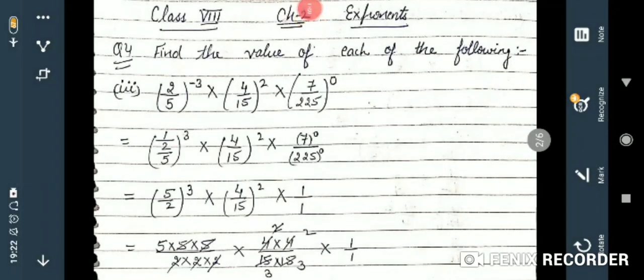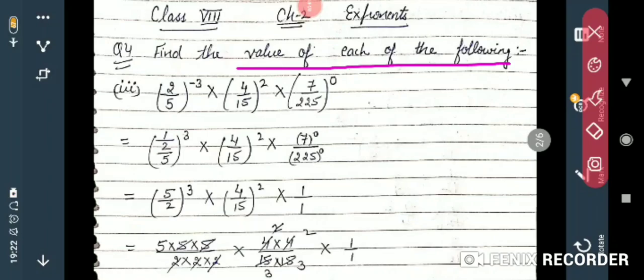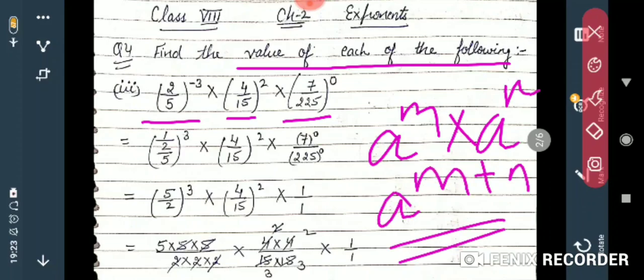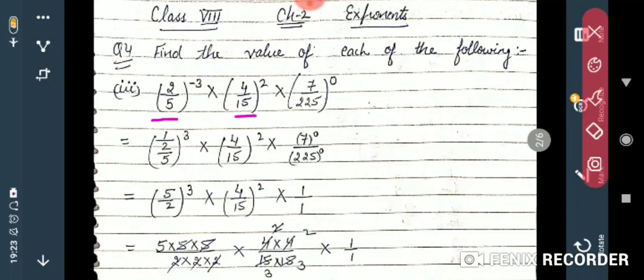Now next question, find the value of each of the following. The question is (2 by 5) to the power minus 3, (4 upon 15) to the power 2, (7 upon 225) to the power 0. Here we can't apply the case that if the powers are in multiplication then the powers are added. Why can't we apply this case here? Because the bases are different: 2 by 5, 4 by 15, 7 upon 225. So separately we will solve it.